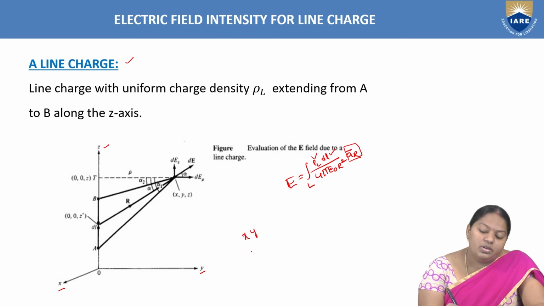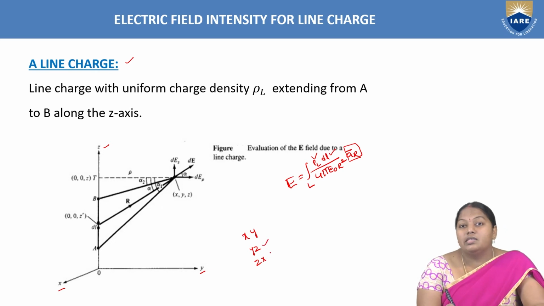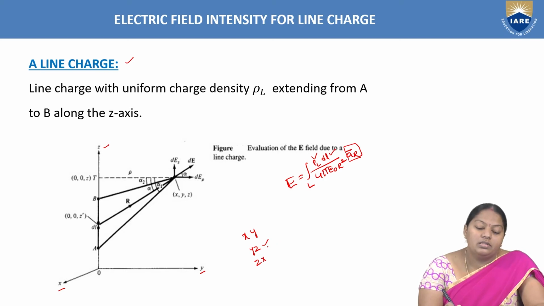Between x and y, between y and z, between z and x. It means x and y are mutually orthogonal, y and z are also mutually orthogonal, and similarly z and x are also mutually orthogonal. So generally, we'll consider only orthogonal coordinate systems here.